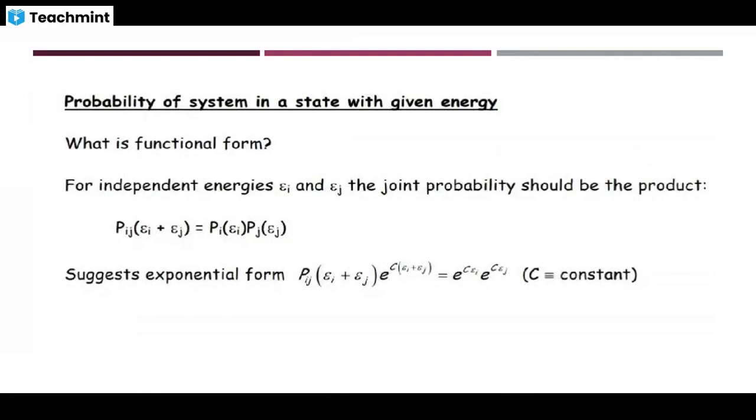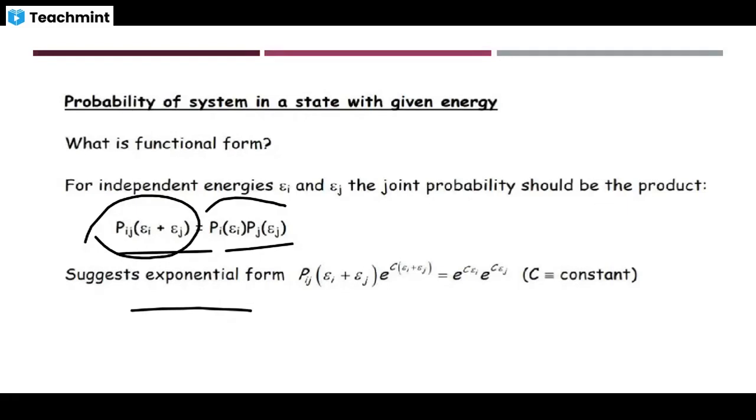What is the functional form? For independent energies psi i and psi j, the joint probability should be the product. So always the joint probability is the product of the probabilities for psi i and psi j. Only in the exponential form does adding two functions give a multiplication. Only in the exponential form, if you add two functions, you get a multiplication of functions. So it suggests that when the energies add, the probabilities multiply. So the function is in the exponential form.